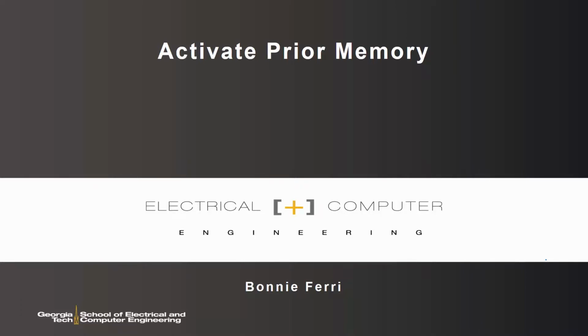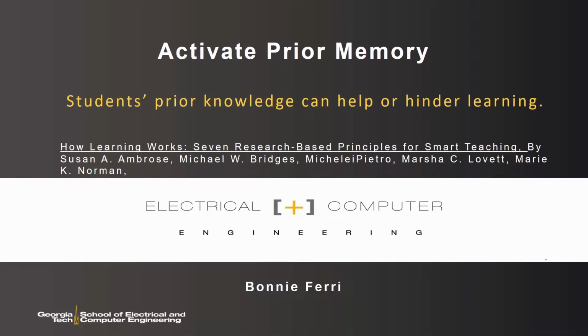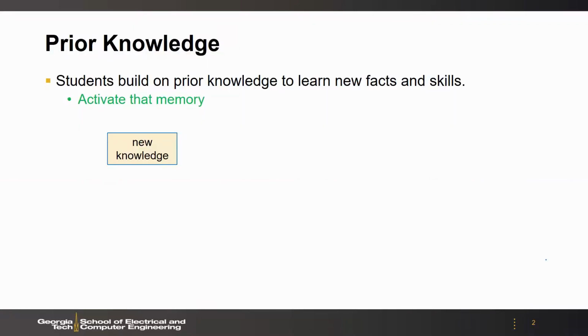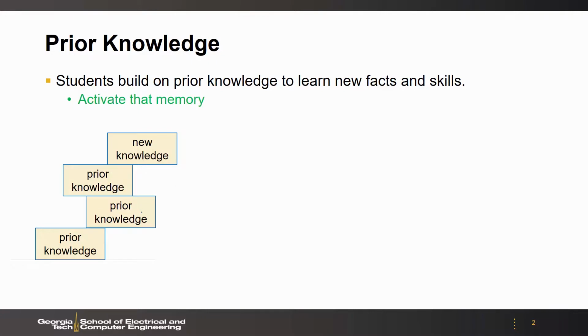One of the principles of learning has to do with prior memory. Students' prior knowledge can help or hinder learning, so our goal is to activate that prior memory. In particular, students build upon prior knowledge to learn new facts and skills, and you need to activate it. So, for example, they don't just learn knowledge in a vacuum. They have to relate it to prior things that they are familiar with.